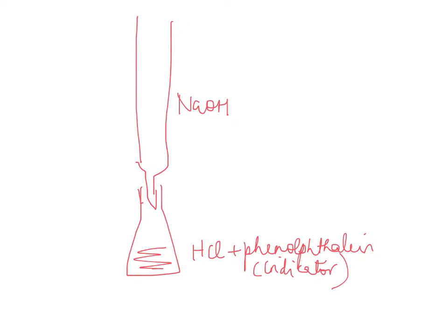So you're starting from an acidic pH, but as you add NaOH from the burette, it's going to start getting neutralized, and a point will come where it'll be completely neutral, which will be my end point or equivalence point.